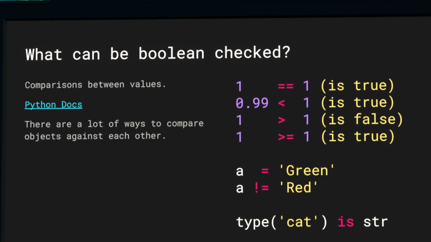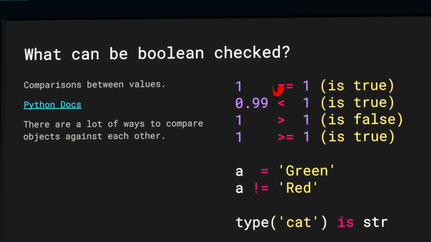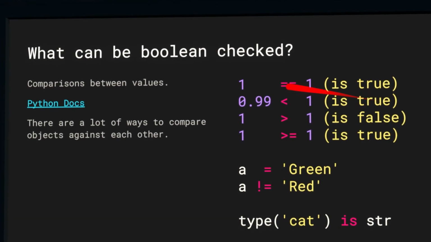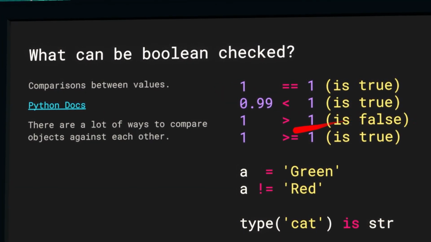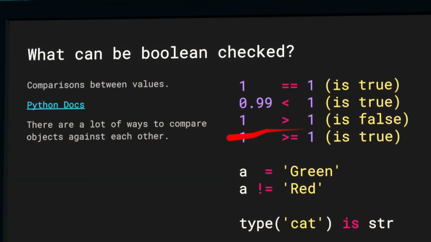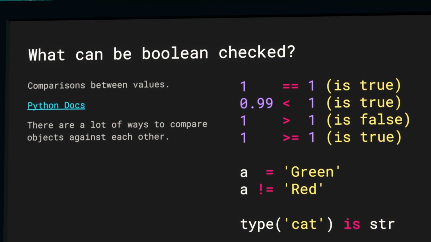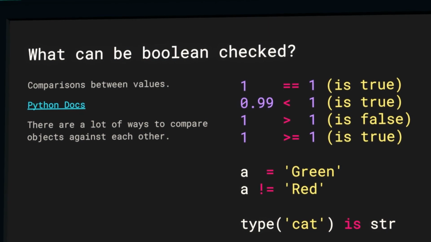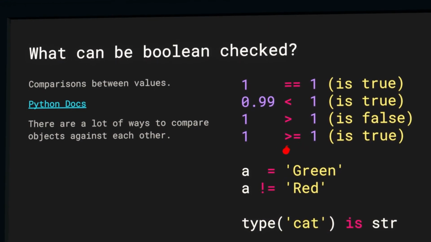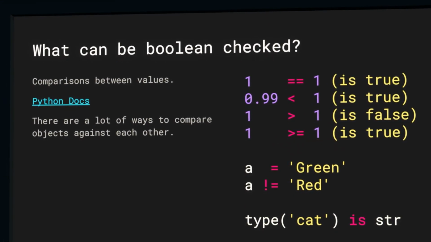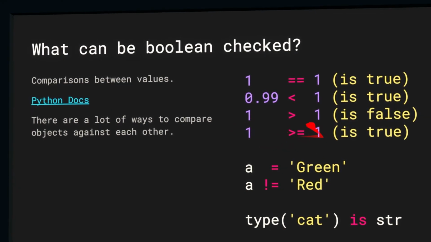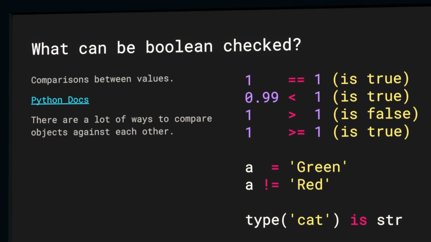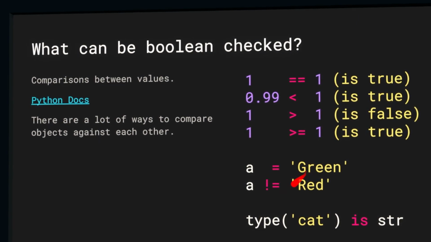A few common comparison operators. So equals equals is an equals condition. Less than condition. Greater than condition. Greater than or equal to. Same deal here, right? So basically this is greater than or equal to this. So greater than or equal to 1 is going to be true. 1 is not greater than 1, so it returns false.